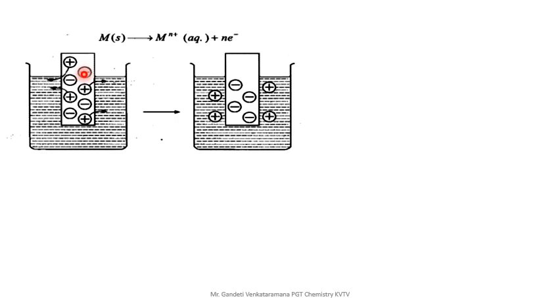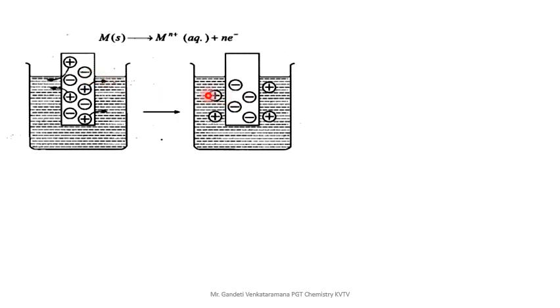Metal is the combination of positive ions and also negative charges. So this is the metal rod or the electrode. It is the combination of plus and minus. Plus means metal ions. Metal is the combination of metal ions and electrons. This is one setup here. Come to the right hand side.